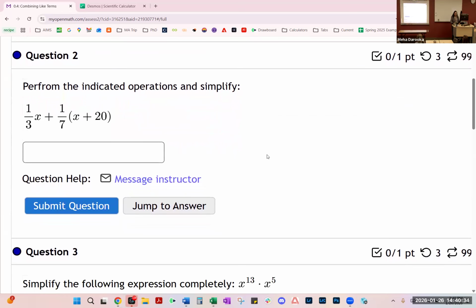So I'm not going to solve this one because I would like you guys to do that. But just as a starting point, where would we start on this example? With the 1/3 x plus 1/7 parentheses x plus 20. Very nice. So order of operations here again, right? So we would actually start by simplifying the coefficient outside with the parentheses. So you would actually start by multiplying that 1/7 into the x and the 20. Does anybody know what this property is called?